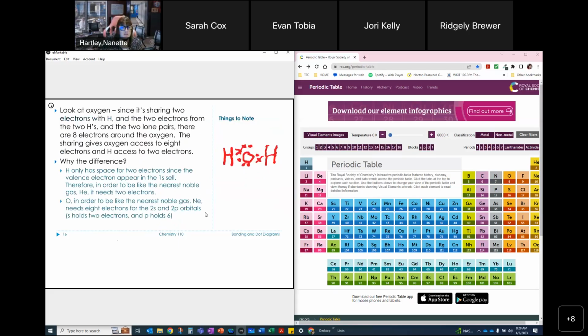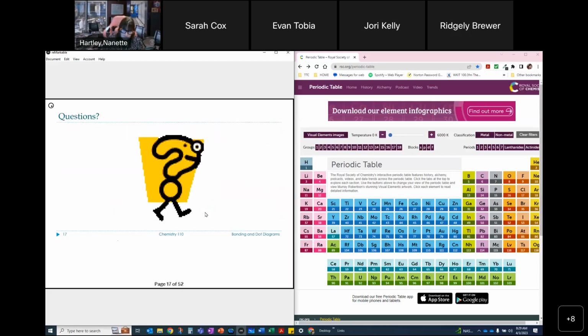Now, since oxygen is sharing 2 electrons with H, and the 2 electrons from the 2 H's, and the 2 lone pairs, there are 8 electrons around that oxygen. So again, 1, 2, 3, 4, 5, 6, 7, 8 that are around that oxygen. The sharing gives oxygen access to 8 electrons and H access to 2. Hydrogen only has space for those 2, so that's why it's like that. Okay. Cool. Questions about that part of it?